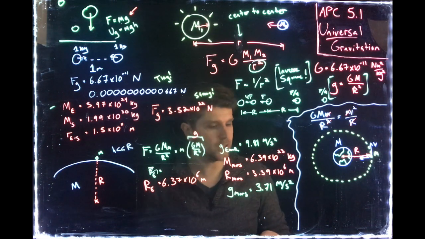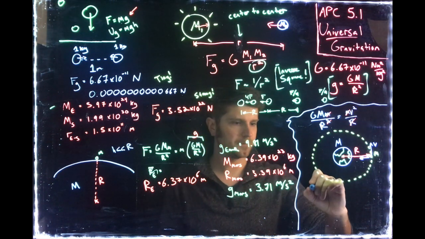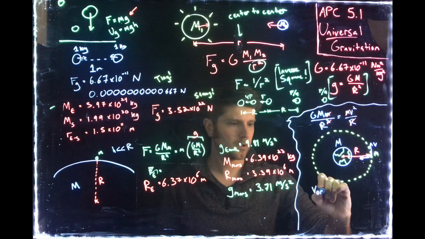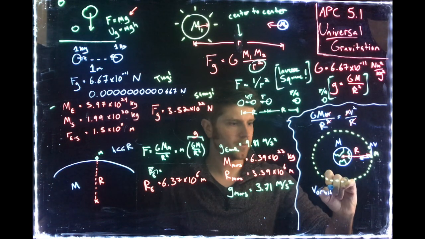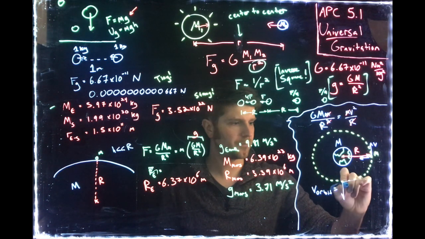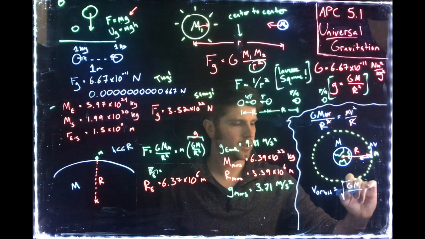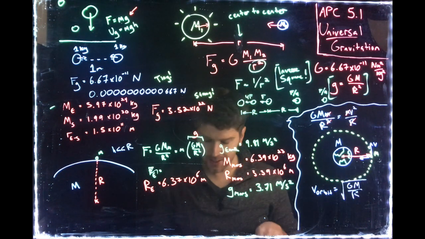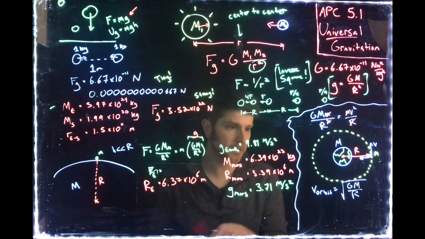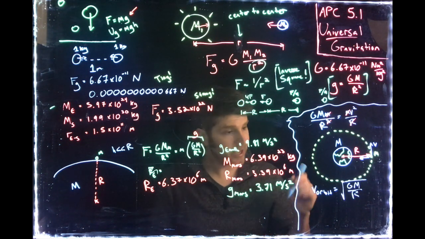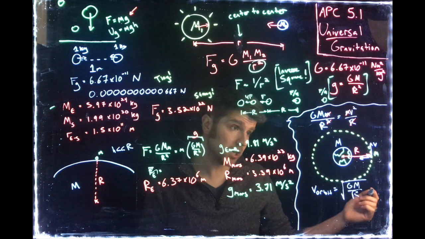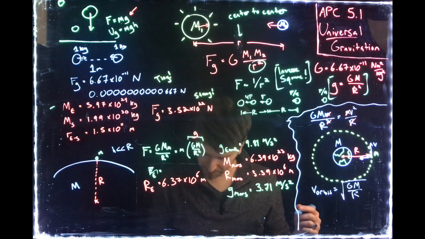A simple manipulation gives us this really, really important result: that the orbital velocity of something in a circle is root GM over r. Notice it doesn't depend on the satellite's mass, it only depends on the planet's mass. It also varies with radius. The further away you are, the less fast you have to go.